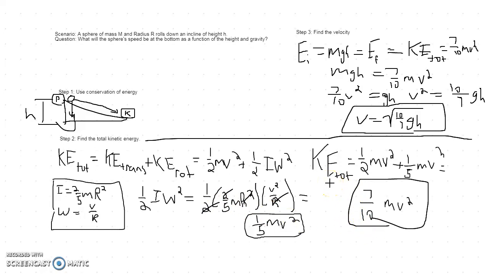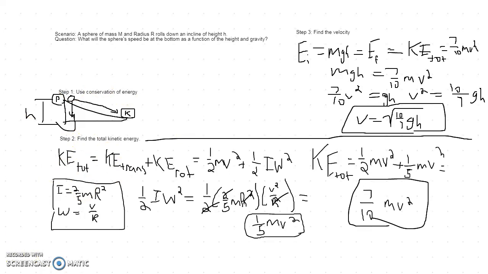Okay, step 3, finding velocity. Because we now know the initial energy is entirely potential, we can use the formula E_i, which is initial energy, is equal to mgh, which is the potential energy formula, and it's equal to the final energy, which is the total kinetic energy, since it's entirely kinetic energy, which is 7/10 mv squared, which we found out in step 2.